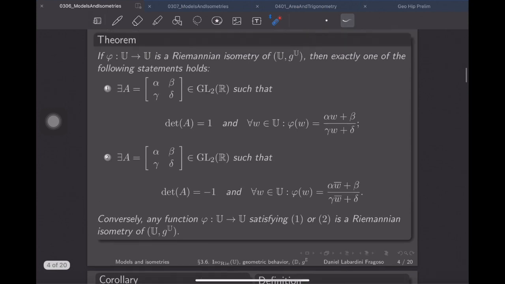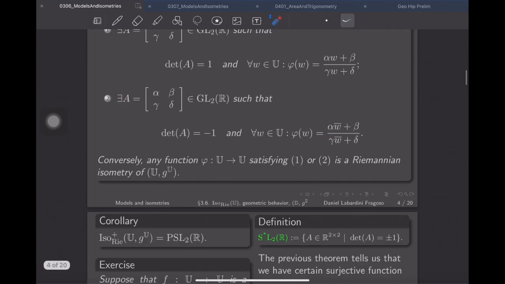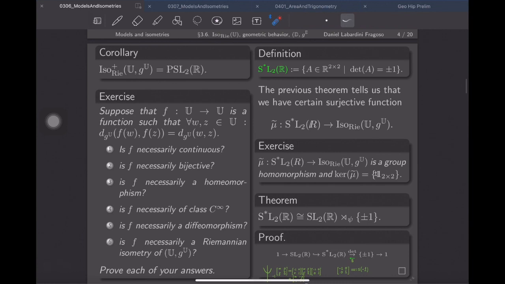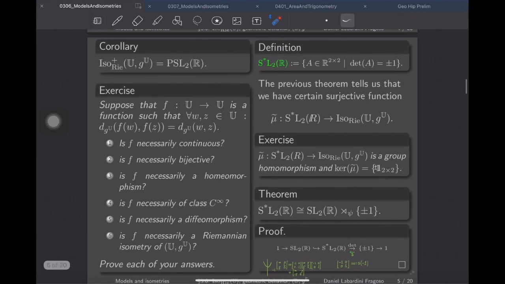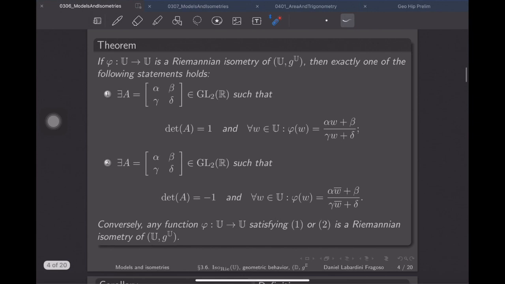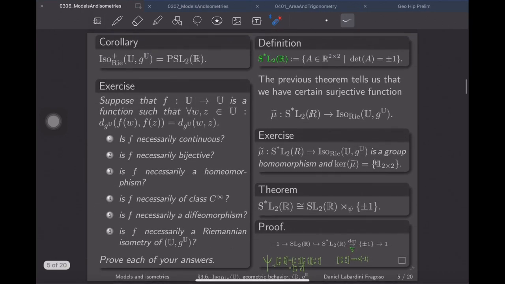So we realize that this theorem can be stated as saying that there is a surjective function from the group of matrices of determinant plus or minus 1 to the full group of Riemannian isometries, right? That in the case of determinant 1 associates this isometry, and in the case of determinant -1 associates this other isometry. Surjectivity is part of the statement of the theorem, and then it's actually a group homomorphism.